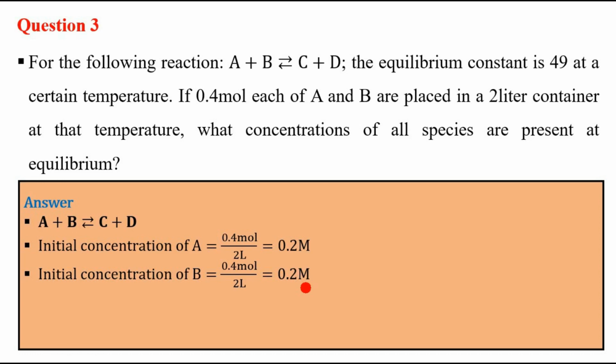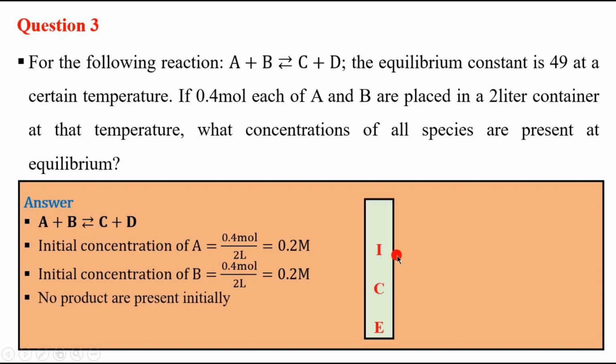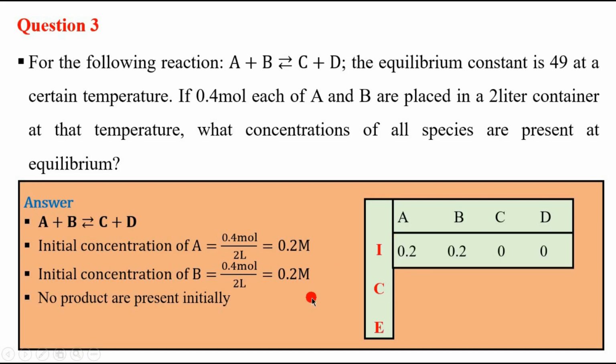Initially C and D are 0, because we have not yet formed the product. Then for the change, A will be removed and B will also be removed to form C and D. The problem told us that no product is present initially. So we have the initial, change, equilibrium table for A, B, C, and D. Initially we have 0.2 molar of A, 0.2 molar of B, and 0 for C and D.